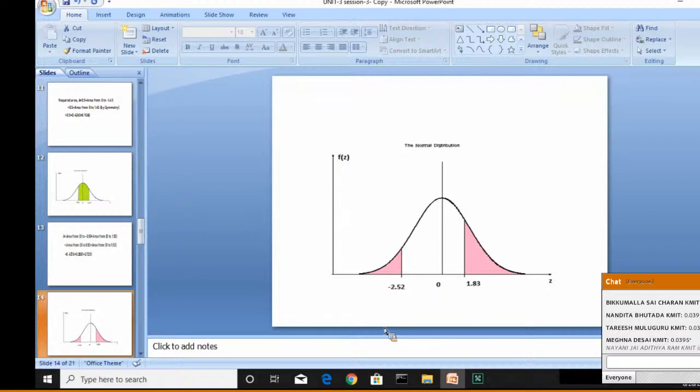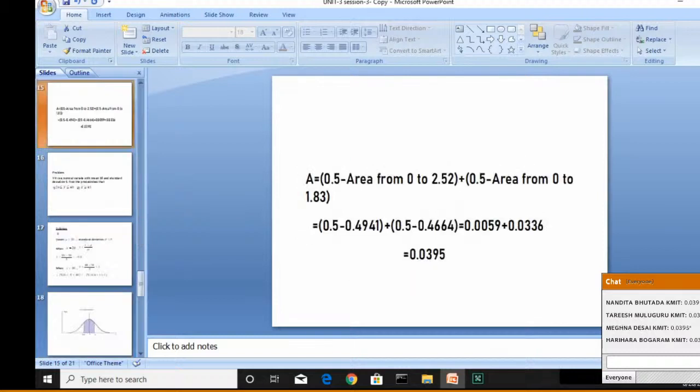Yes, I think the figure is clear. Now we will take the next. I will check whether my answer is correct or not. That is exactly tallying with yours. Yes, I did 0.5 minus, whatever way you want. 1 to 0 you add, Akash.